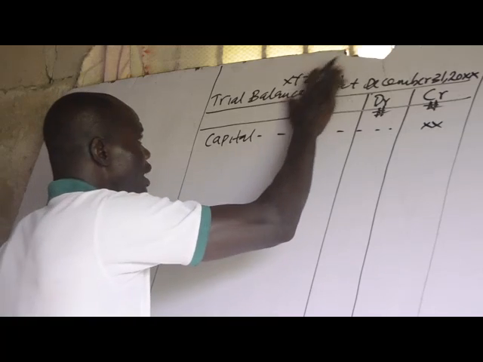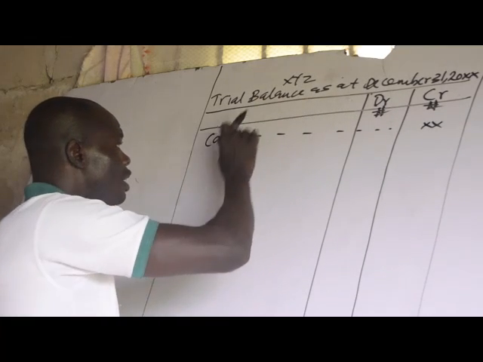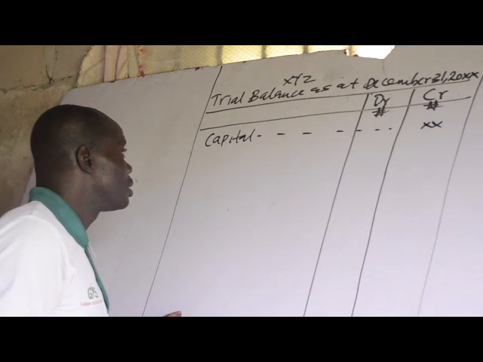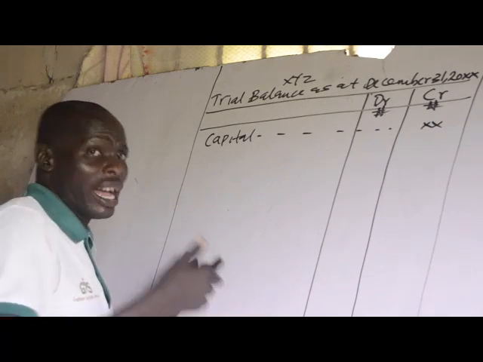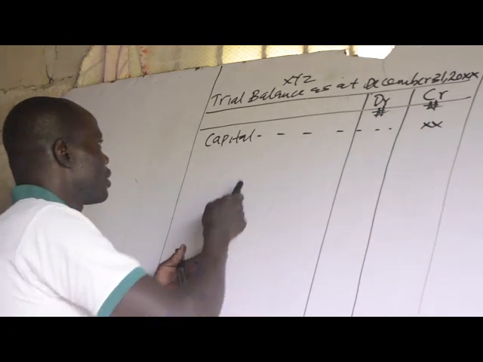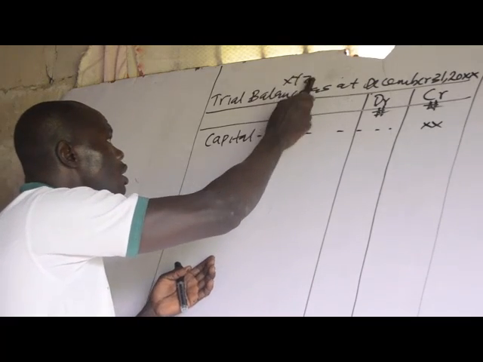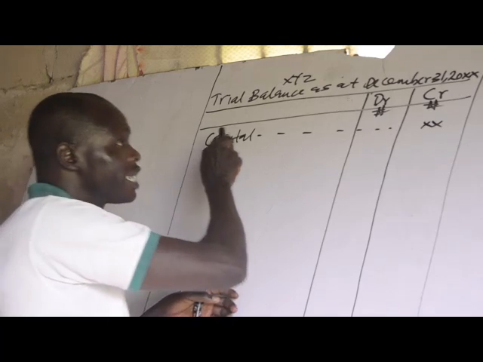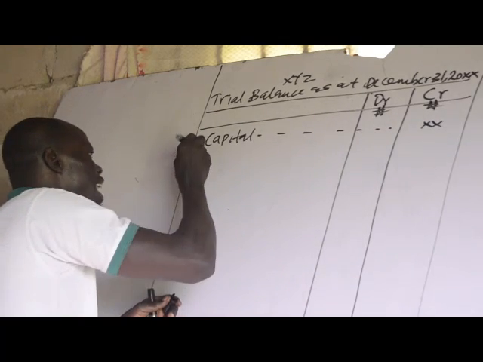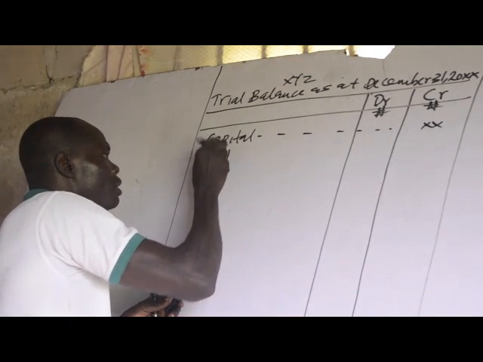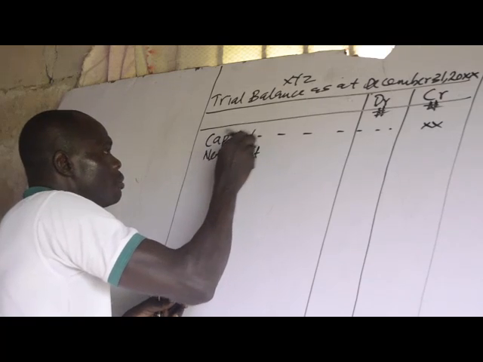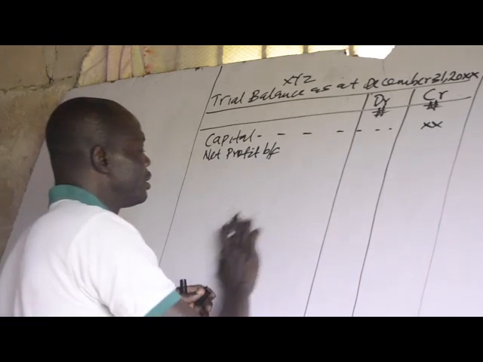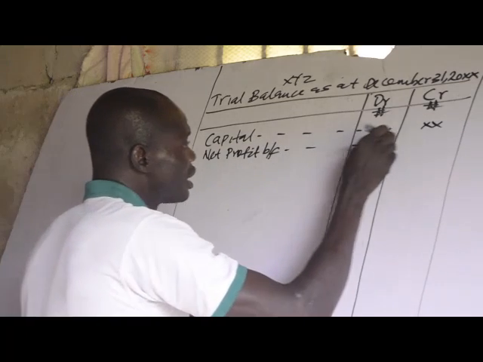If it is a company, you are going to have ordinary shares, retained earnings, and reserves as part of your equity. But I want to assume a sole trader format. That is why I'm putting capital. Net profit brought forward. Net profit is an income and it is part of equity. It should therefore be credited.